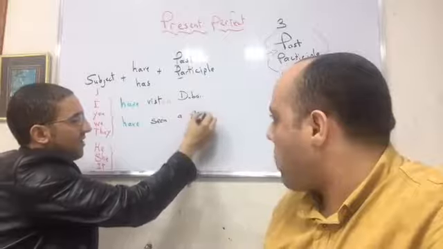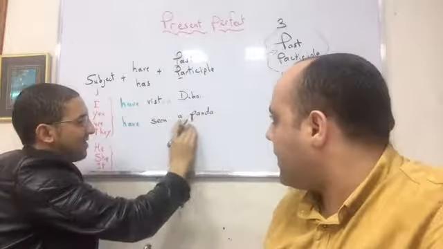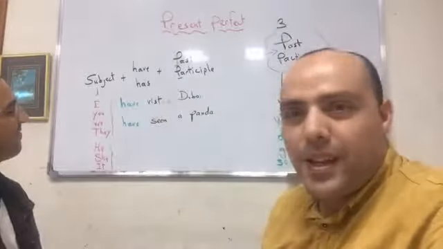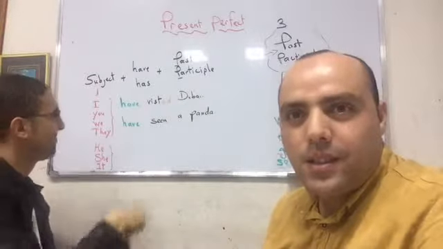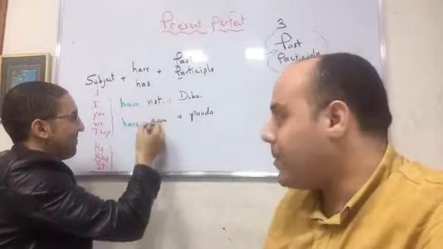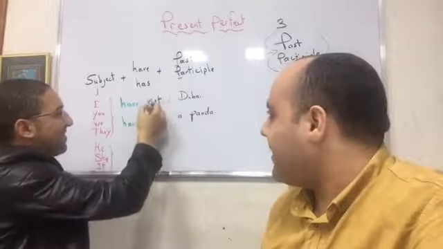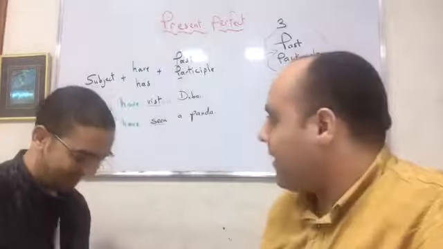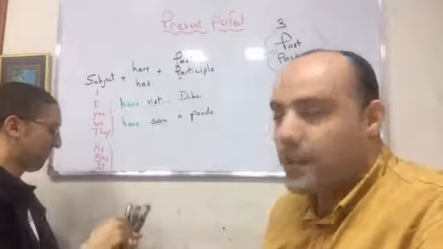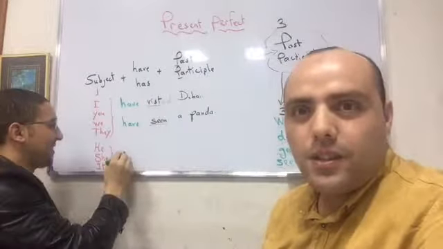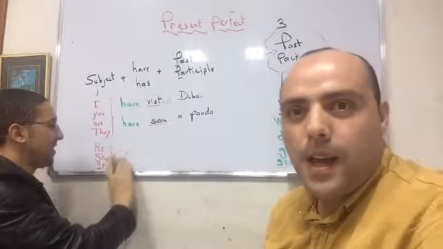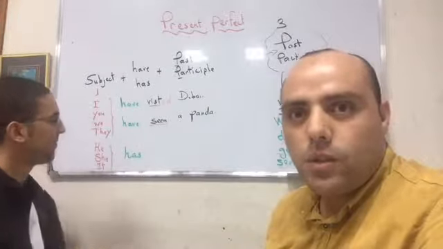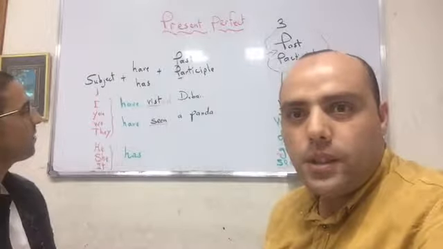I'm going to use the same example because I love pandas. Really? Yes. Okay. I've seen a panda before, and this is not me, it didn't happen for real for me. Maybe Mr. Ahmed has seen it one day. Imaginary, no. So I have seen a panda. So you can use have plus the PP of the verb see. So see, seen. So I've seen a panda.